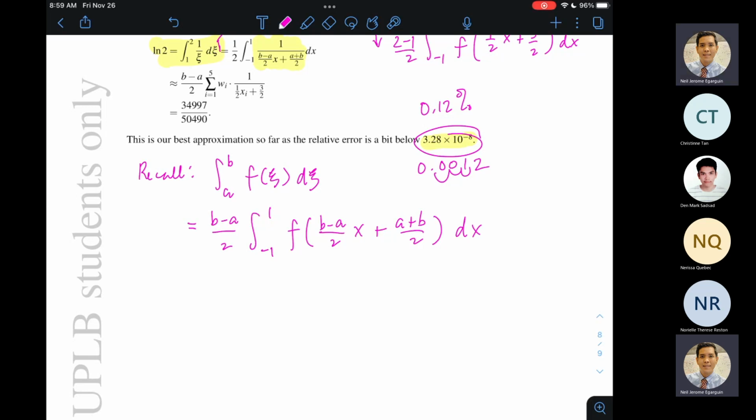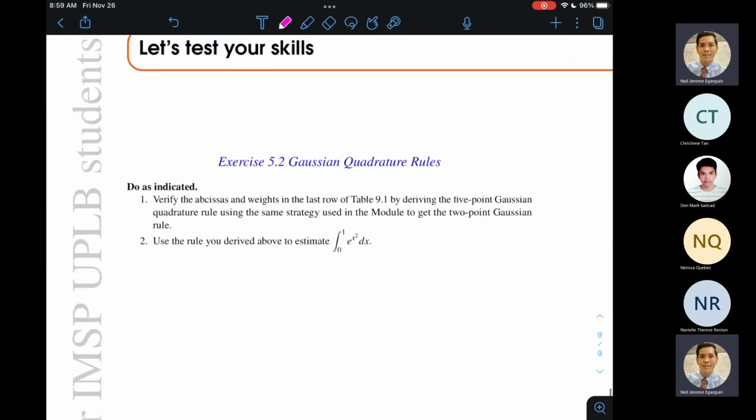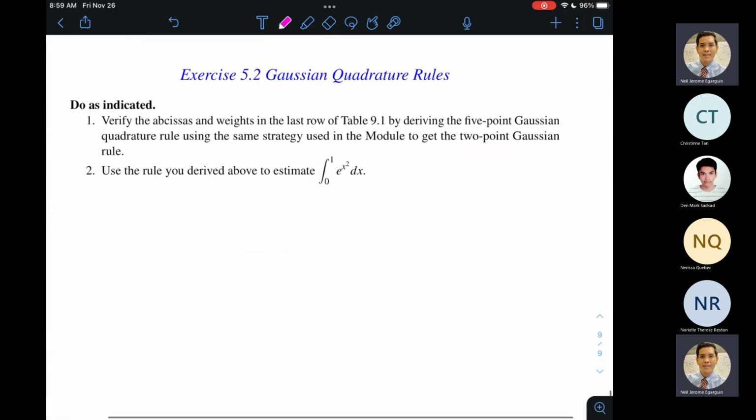Okay, so if you have none, then probably we can spend 5 to 10 more minutes talking about the exercise. Maganda pag marami tayong oras na natitira, no? We can talk about the lab exercise. So this would be for Monday. Okay. So let's look at the problem.